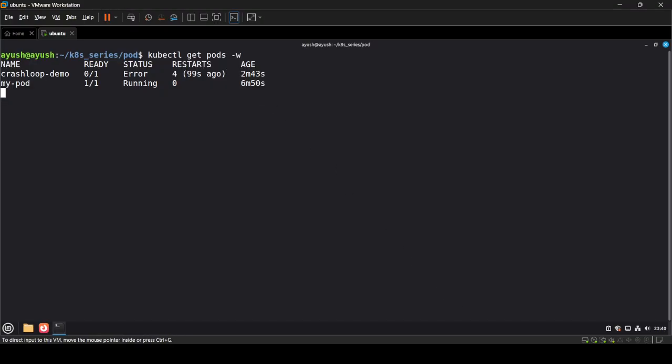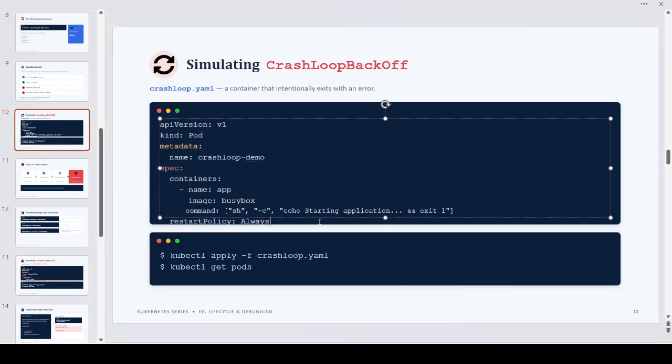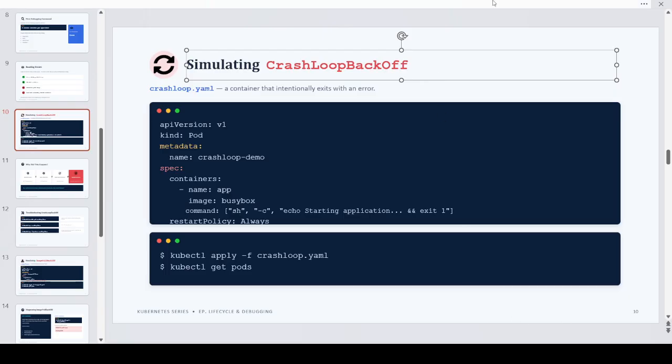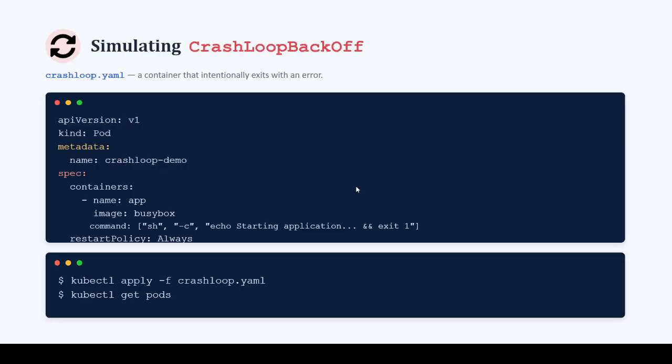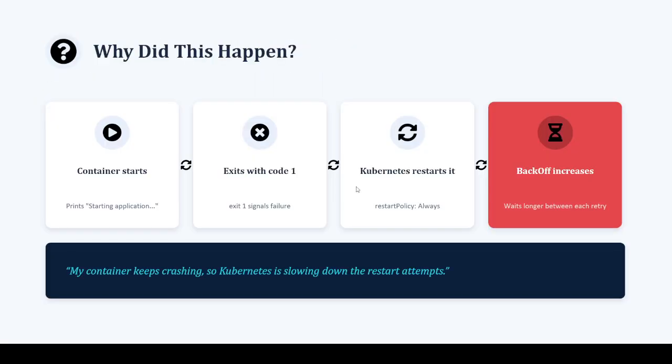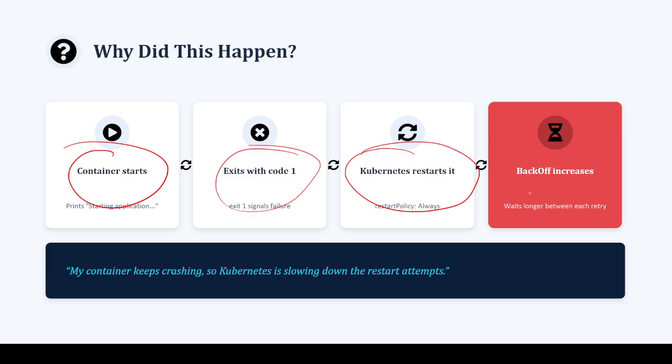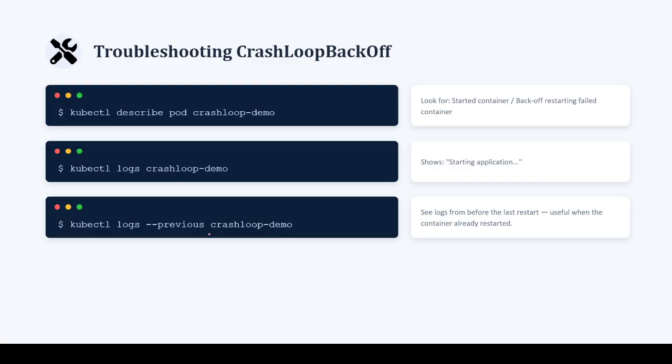Now let's move forward with another scenario. Let me go into the presentation mode. Here you can see the same thing. Why did this happen? The container starts, exits with code one, Kubernetes restarts it, and the back-off increases. This was the same thing I was talking about, where the wait is longer between each retry. My container keeps crashing, so Kubernetes is slowing down the restart attempts. We also saw the troubleshooting: kubectl describe and logs.